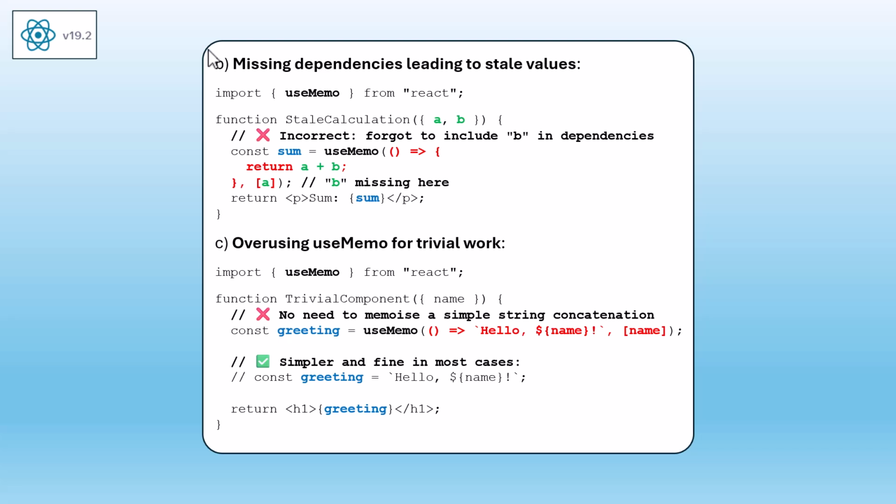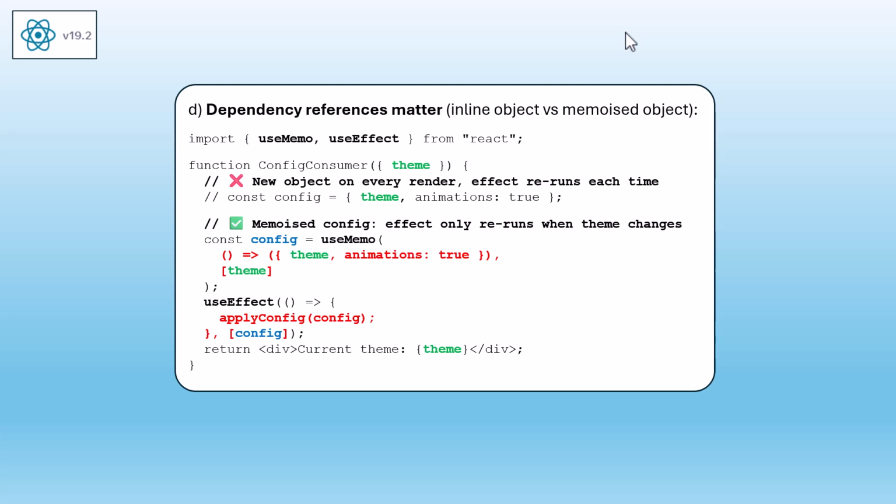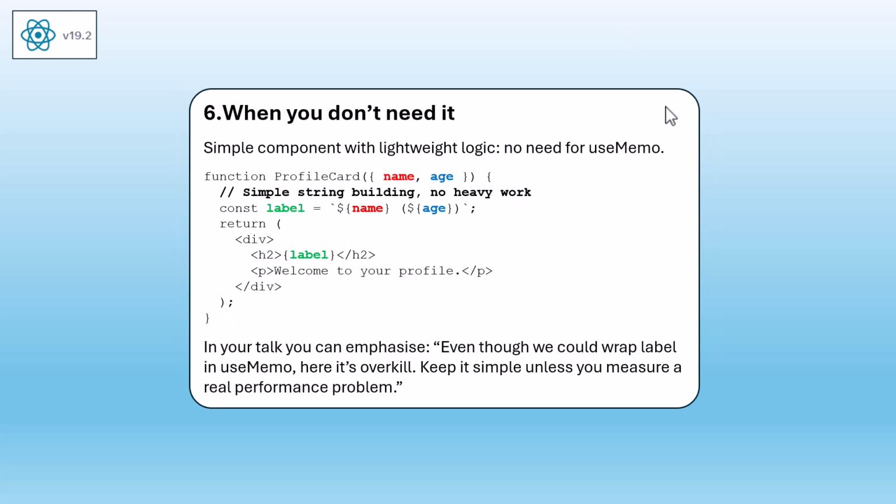Overusing memoization indiscriminately can reduce readability and increase complexity with little benefit. If the computation is trivial, or inputs change often anyway, memoization is likely unnecessary. Dependency references matter. If you pass an object or function that is created fresh on each render, then the dependency array will detect the new object reference and consider it changed, invalidating the cache. In such cases, you may need to memoize that object or function too, or restructure your code to avoid recreating it.